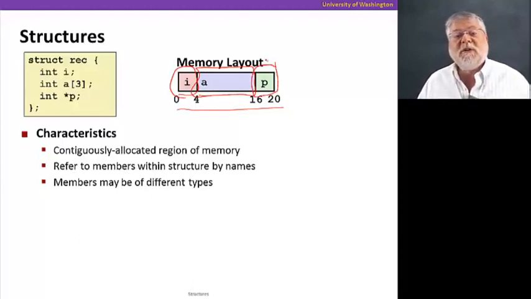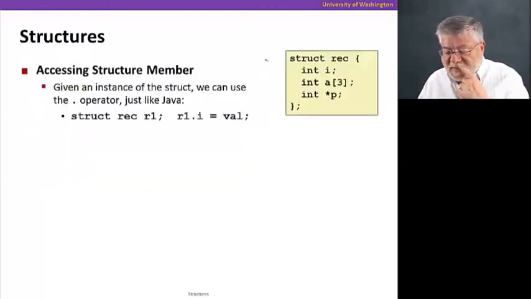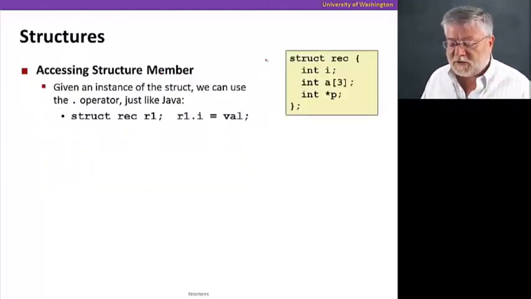So total for this struct is a 20-byte chunk of memory, contiguously allocated, and we can refer to the members of this structure by the names we've given them. But the members can be of different types. They don't have to be the same. In this case, these are either integers or pointers to integers, but those are very different data types. Okay. So how do we access a structure member?